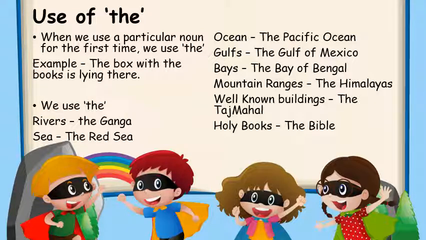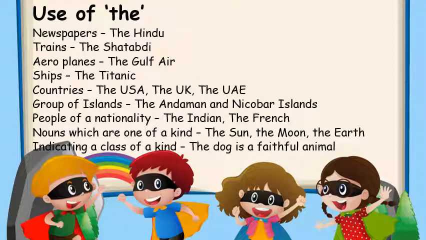We also use the in the following things. First one is rivers: the Ganga; sea: the Red Sea; ocean: the Pacific Ocean; gulfs: the Gulf of Mexico; bays: the Bay of Bengal; mountain ranges: the Himalayas; well-known buildings: the Taj Mahal; holy books: the Bible; newspapers: The Hindu; trains: the Shatabdi; aeroplanes: the Gulf Air; ships: the Titanic; countries: the USA, the UK, the UAE; group of islands: the Andaman and Nicobar Islands; people of a nationality: the Indian, the French; nouns which are one of a kind: the sun, the moon, the earth.